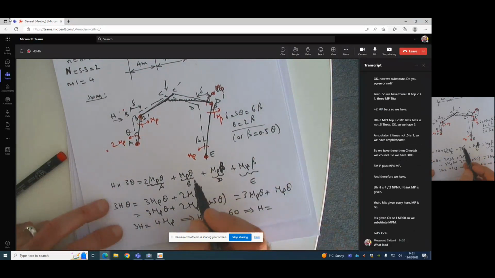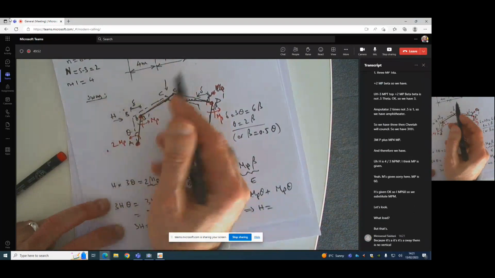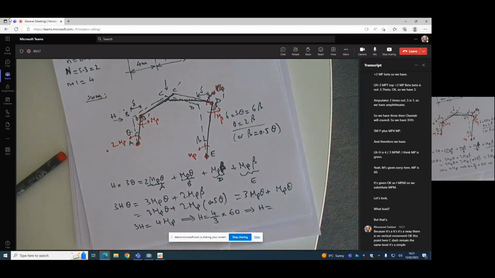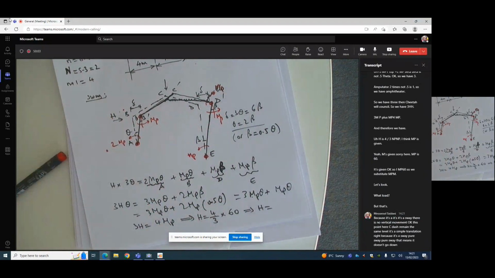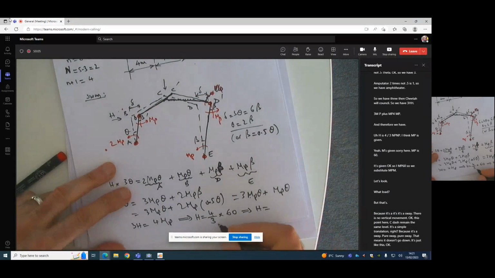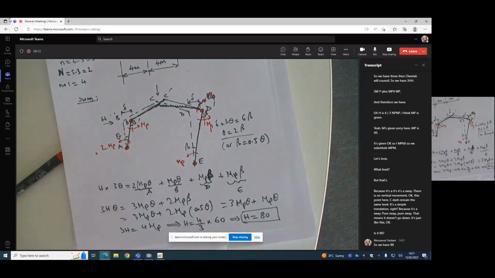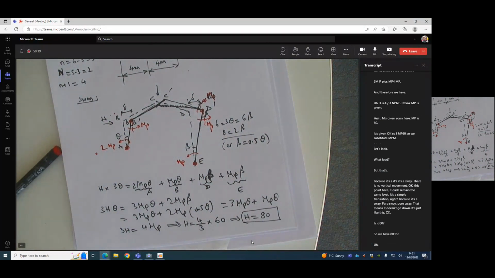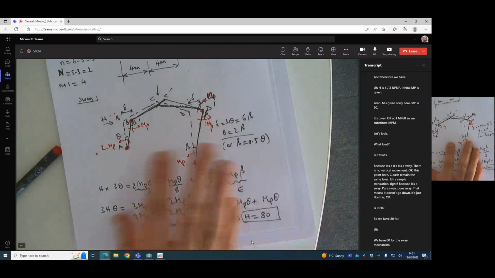What load? Because it's a sway, there is no vertical movement. Okay? This point here, C C dash, remains at the same level. It's a simple translation, right? Because it's pure sway, that means it doesn't go down. It's just like this. Okay? Is it 80? So we have 80 for the sway mechanism. Is that okay? Any questions?